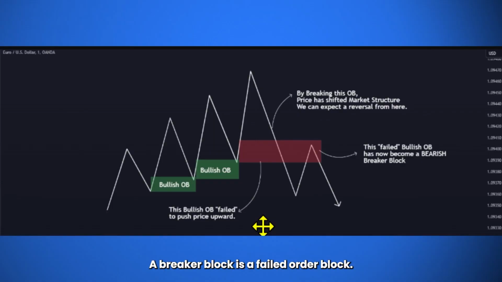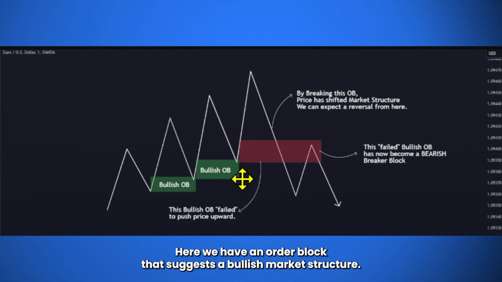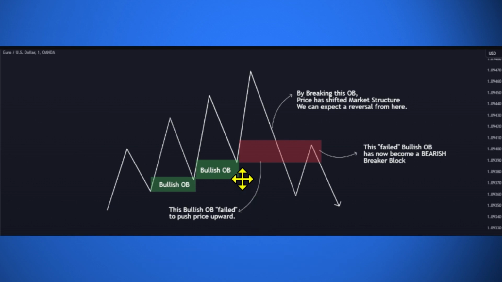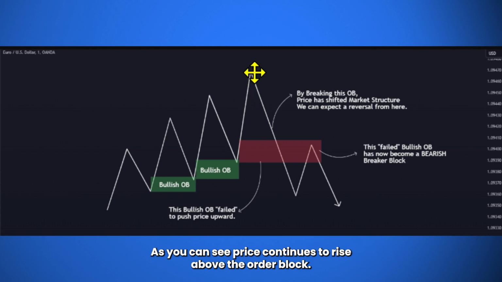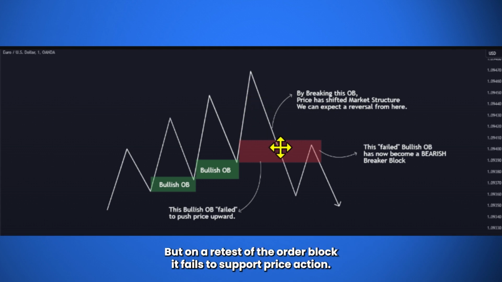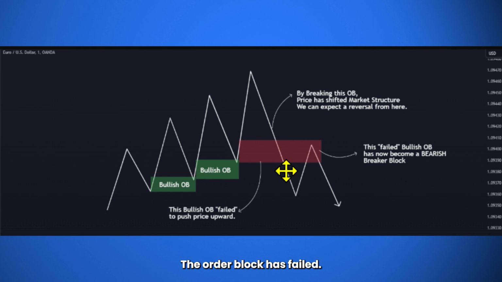A breaker block is a failed order block. Take a look at the diagram. Here we have an order block that suggests a bullish market structure. It is a bullish order block. As you can see, price continues to rise above the order block, but on a retest of the order block, it fails to support price action. The order block has failed. Now, it's a breaker block.